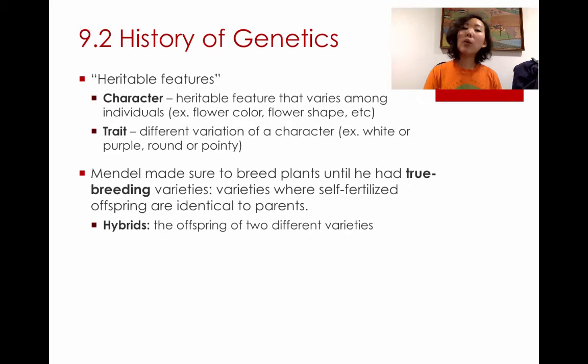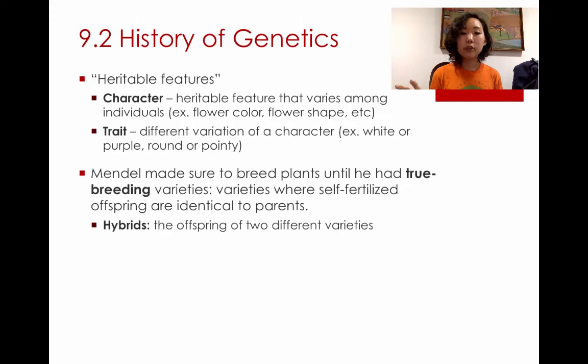So Mendel discovered these different principles of genetics by breeding plants until he made sure that he had true breeding varieties. That means his plants were purebred, kind of like pure dogs, where you know their parents are the same breed, and then their grandparents are the same breed, so they're pure. He did that with his plants so he could start off with the same basis.